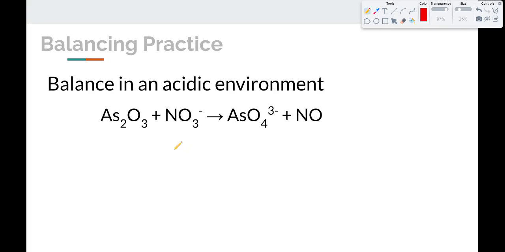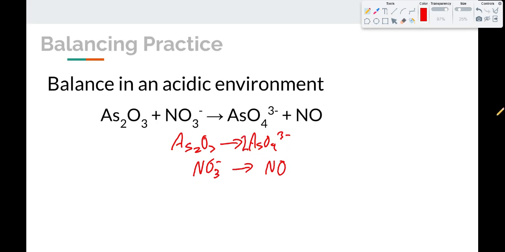First thing I'm going to do is separate this into half reactions. As2O3 making AsO4- is going to be 1 half reaction, and then the nitrogen substances, NO3- going to NO, will be the other half reaction. I have to balance arsenic by putting a 2 here. Nitrogen's already balanced. Now oxygen.